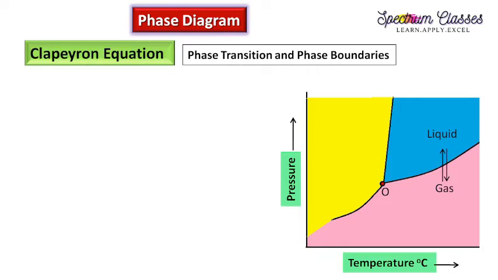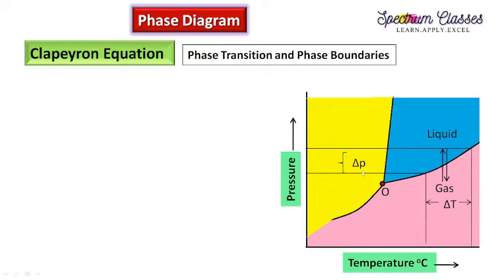Suppose first we consider an equilibrium between the liquid and gas phase. Now we consider two different points along this line at which the pressure is P1 and P2, and their difference is taken as delta P.